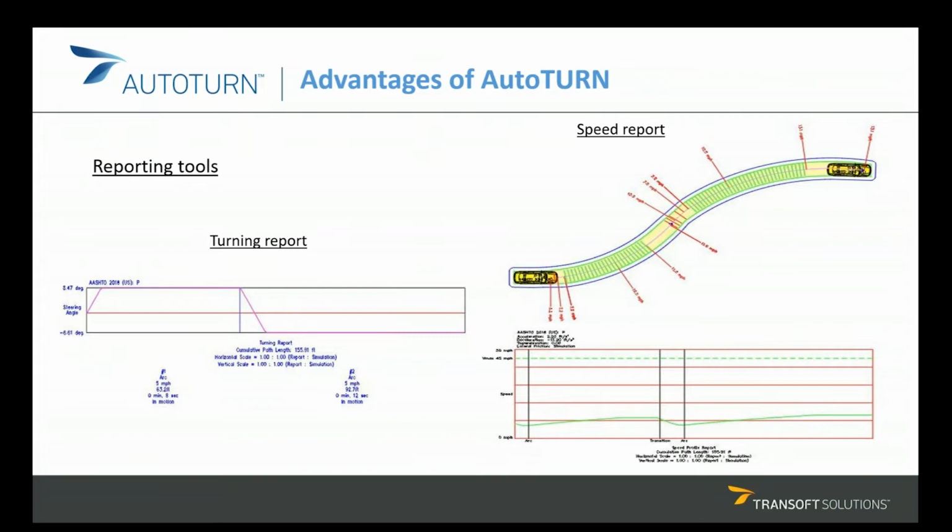Reporting tools. The software is also equipped with reporting tools like the turning report, which gives the change in steering angles, and the speed report tool, which provides the change in speed along a path. So all these sophisticated vehicle creation tools and simulation tools, together with all these reporting tools, make AutoTURN the most advanced swept path analysis software in the industry.